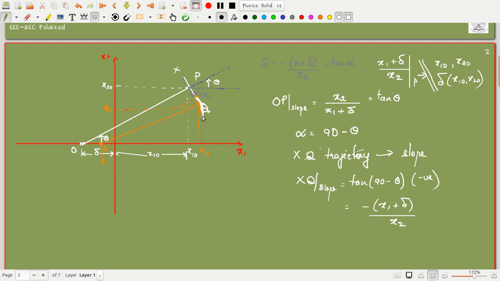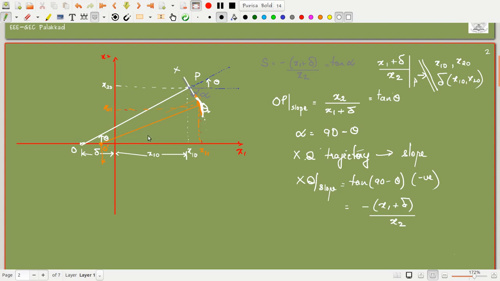Then we will move a little bit shorter distance further, and again find the new coordinate points x12 and x22. Like that we will go forward and then plot the trajectory. So this is the idea of the delta method. Okay.